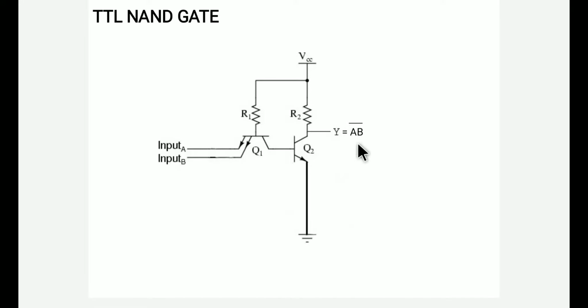The emitter terminals of Q1 are the input terminals. The collector of Q3 is the output terminal.